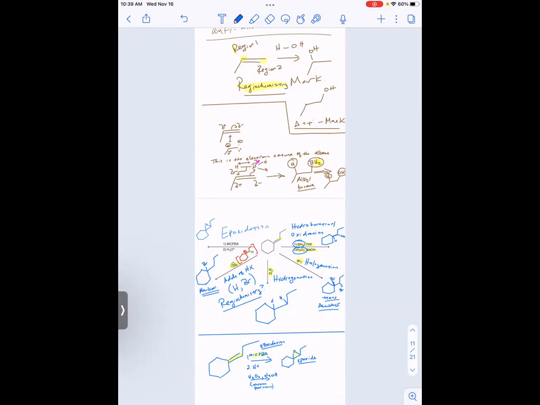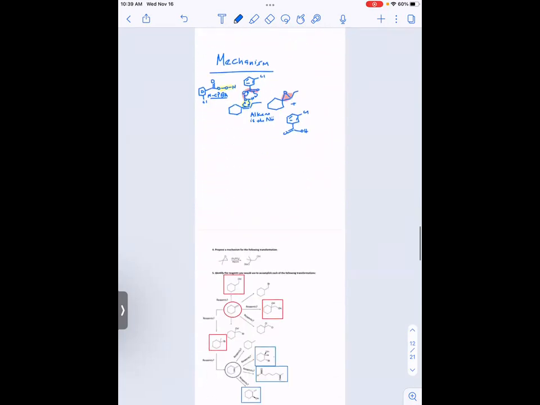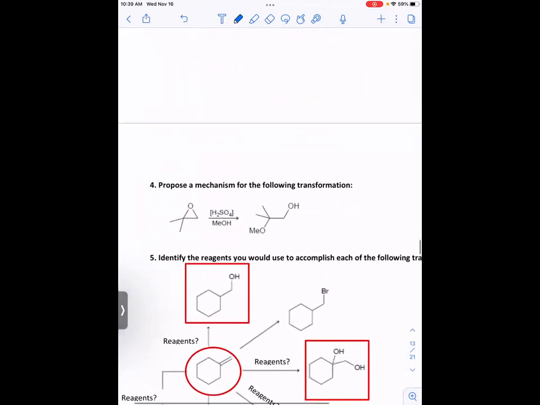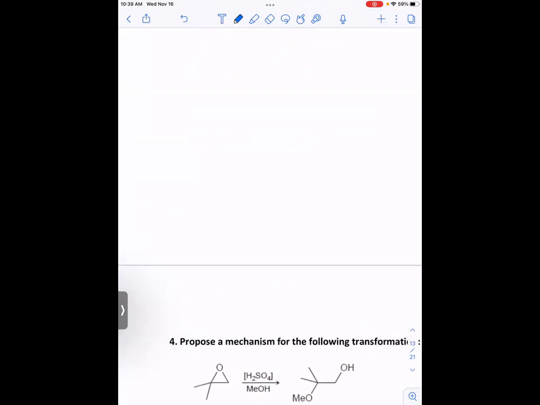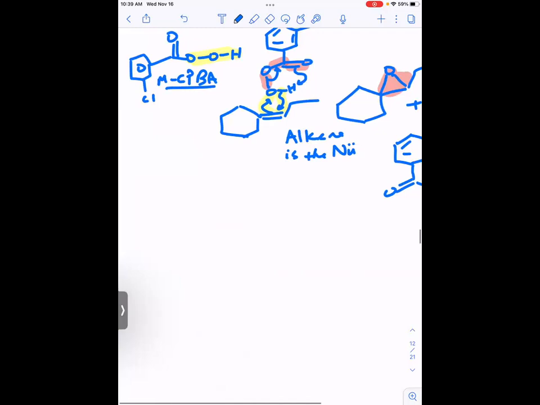All right, let's see. Where are we now? Yeah, let's talk about this right here too, because we can talk about epoxide opening real quick, and then that'll probably be the last thing we talk about today. I'll just add it to this page.